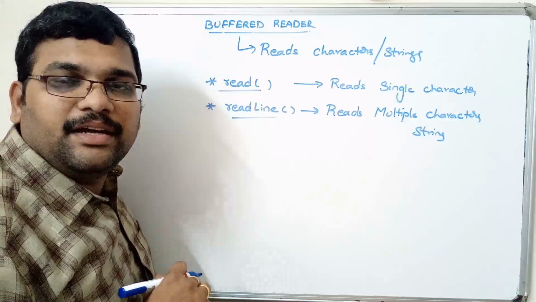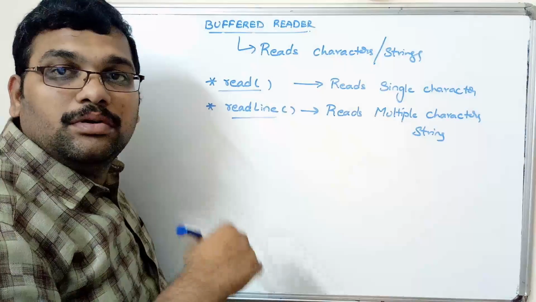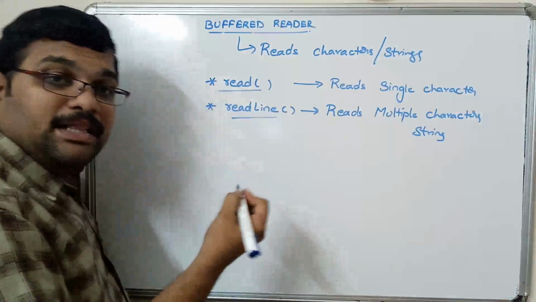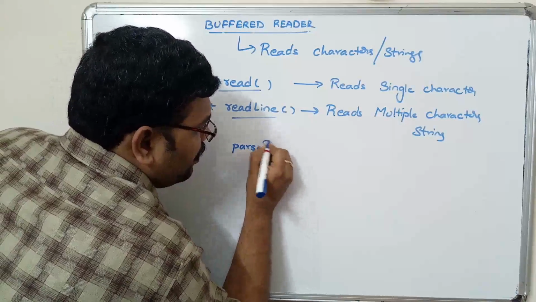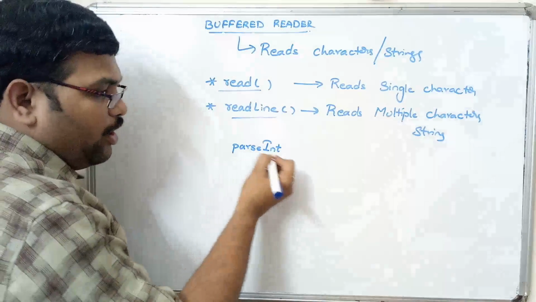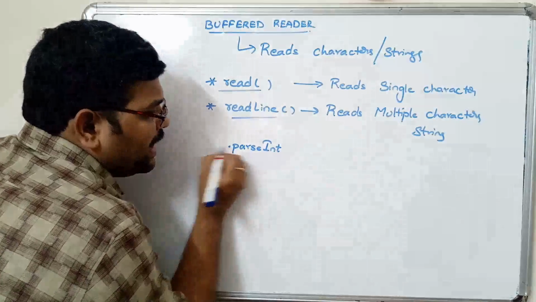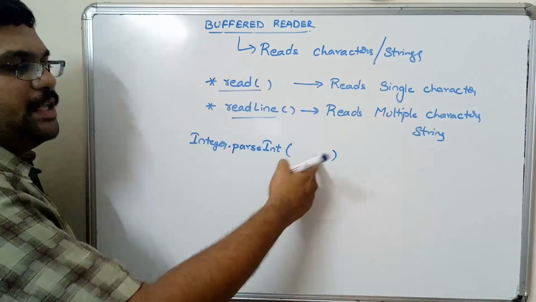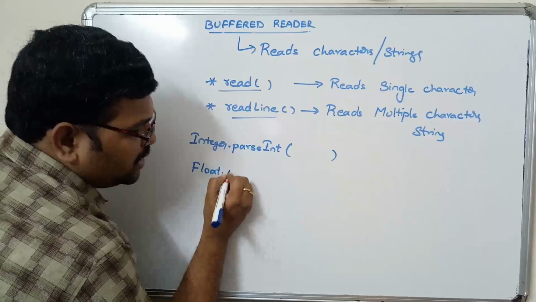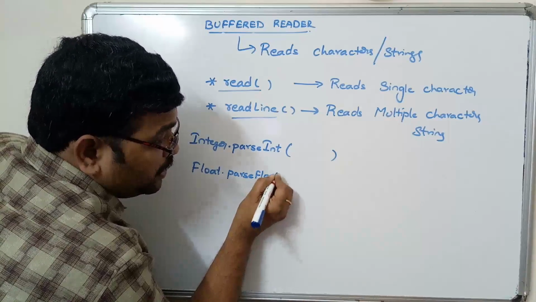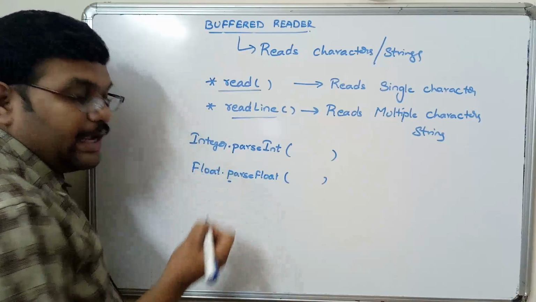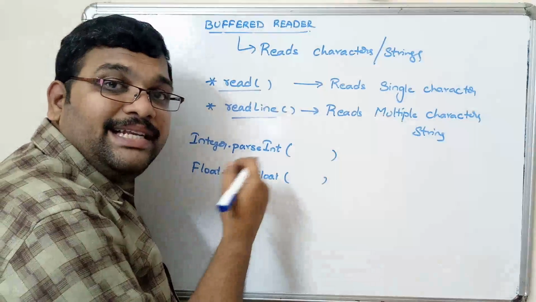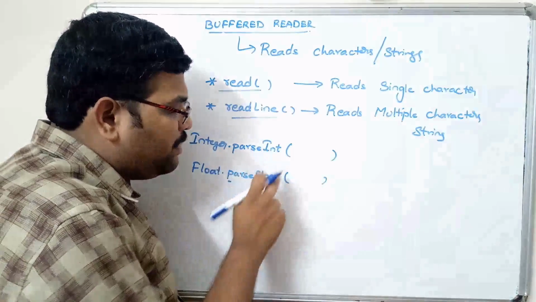By using the object, and before using them, we have to typecast the string to integer. For typecasting, we have a method called parseInt. In order to implement this parseInt, we have to use the class Integer: Integer.parseInt. Similarly, Float.parseFloat. As I said, this is a method. The first character is always a lowercase character, and the first letter of the next word will be capital. So parseInt, I capital; parseFloat, F capital.